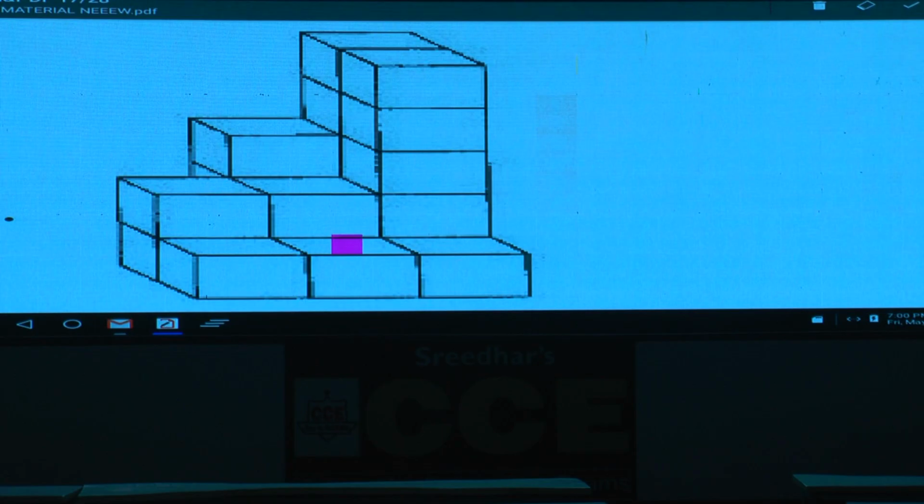11th one, it is 6. Why it is 6 here? First count the total number of blocks. 1, 2, 3, 4, 5. And out of these 5 in this block, how many were seen? 2 were seen and 3 were hidden. Now in this block, 1, 2, 3, 4 were seen and 1 is hidden. And in this one, 1, 2 were seen and how many were unseen here? How many were hidden? There is only 1 which is hidden, isn't it?